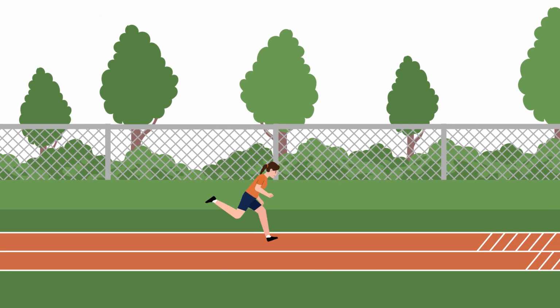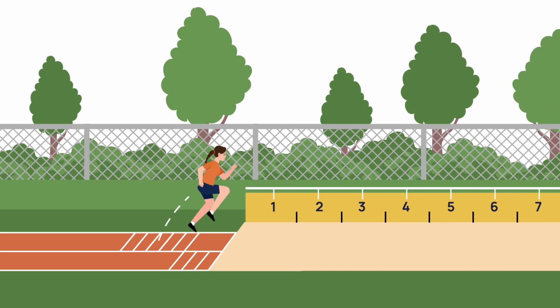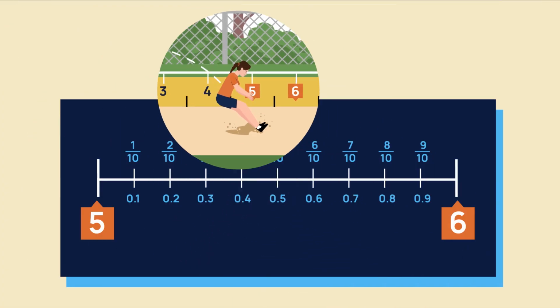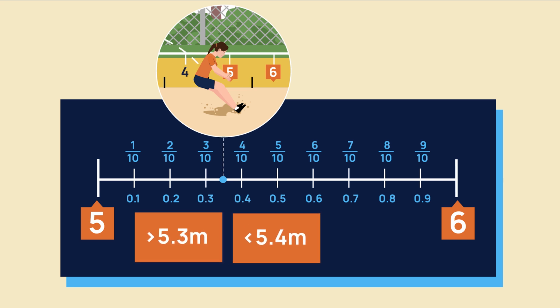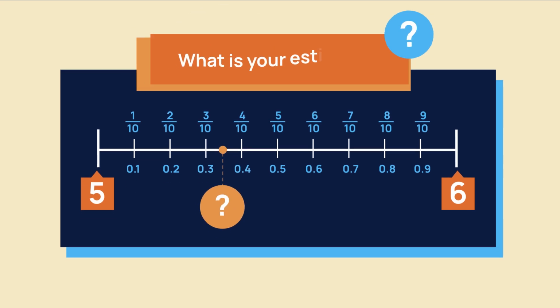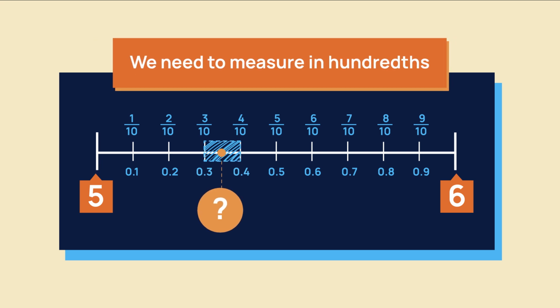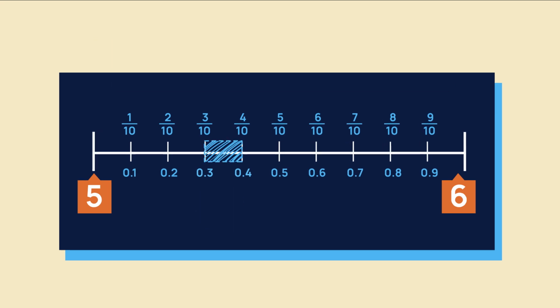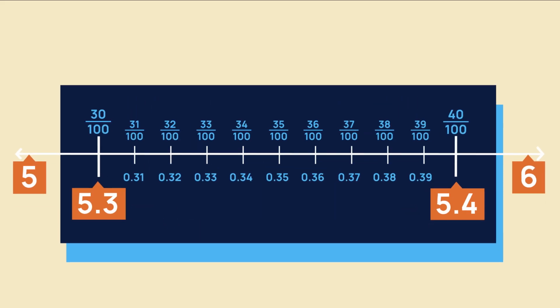Sometimes we need to be even more accurate than tenths. Look at this example of a long jump competition. In this example, the jump is more than 5 3/10 of a metre and less than 5 4/10 of a metre. What is your estimate? To check, we need an even more accurate measure than tenths. This time, we need to measure in hundredths. Divide the intervals between tenths into 10, shown as hundredths.